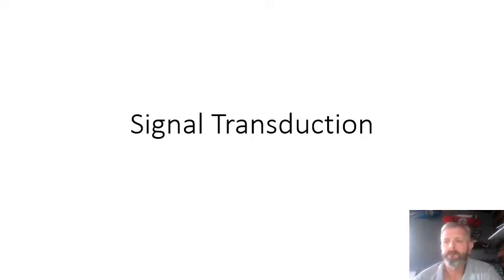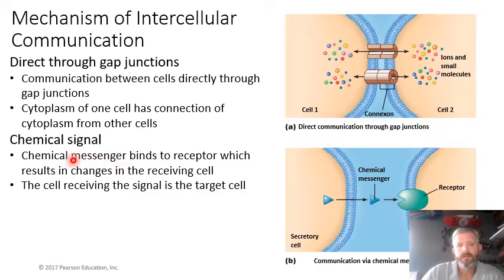Alright, so there are a couple of ways in which this communication can take place. Cells can communicate by direct connection between the cells or through chemical signals. We're going to spend most of our time on chemical signals, but let me just show you the difference between the two.